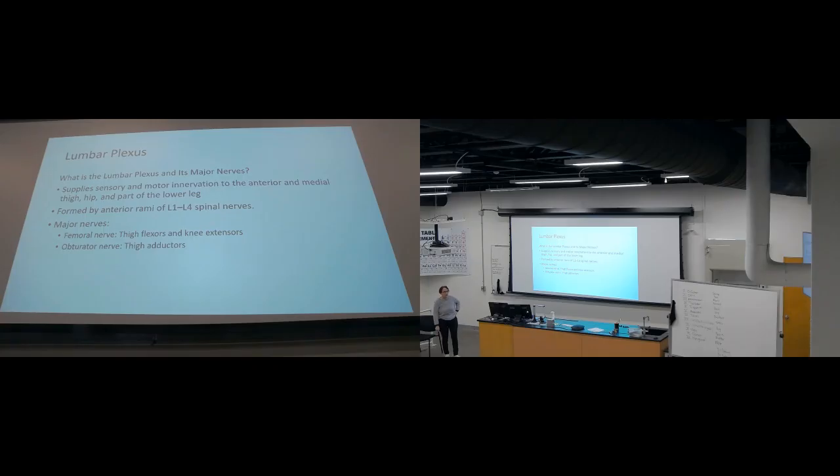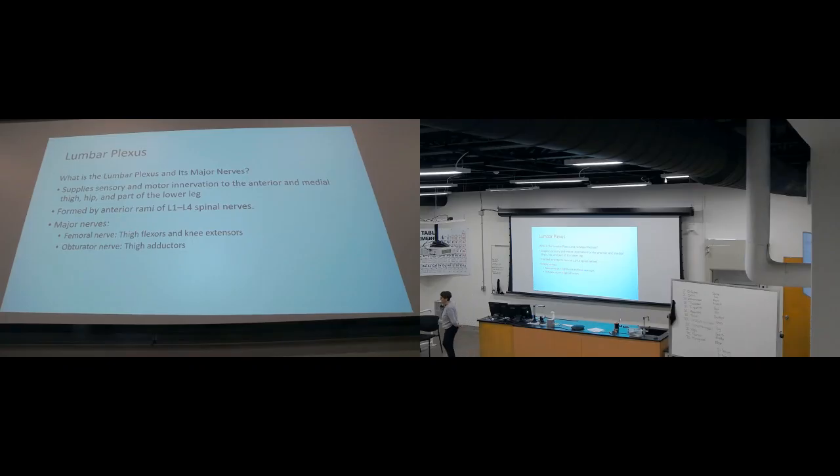Lumbar plexus. So the lumbar plexus provides motor and sensory information into the anterior and medial thigh. So basically this part. Also to the hip and the lower leg. So we have this plexus formed by L1 through L4, the anterior rami. Usually we consider this lumbar plexus together with the sacral plexus, so we call it lumbar sacral division.